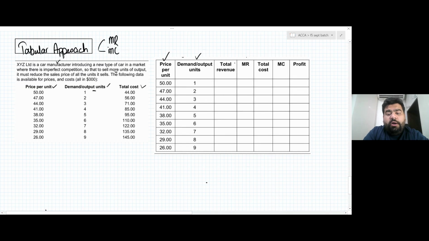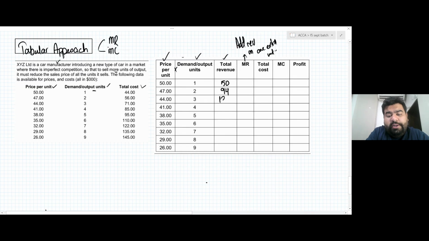So first of all, what is marginal revenue? We know marginal revenue is the additional revenue on one extra unit. For marginal revenue, we will first calculate the total revenue, because before that we can't calculate marginal revenue. For total revenue, multiply the price and demand, means units and price. So if you are selling at 50, your demand will be 1, so 50 into 1 is 50. If you are selling for 47, your demand will be 2, so your total revenue will be 94. If you are selling for 44, your demand will be 3.